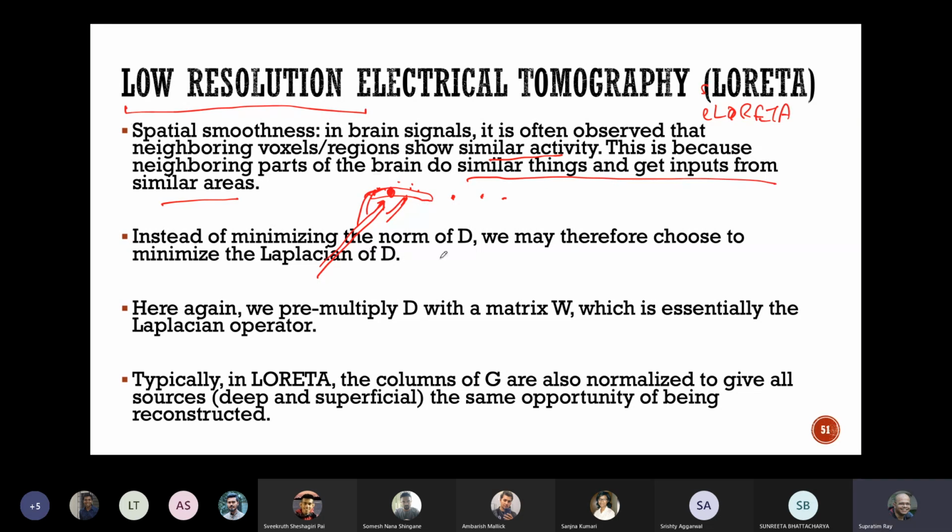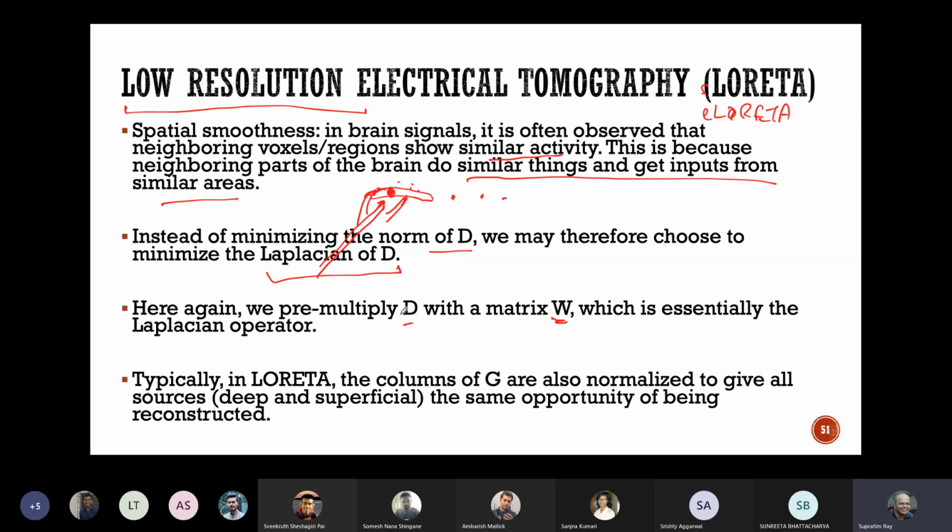So instead of minimizing the norm of D, I can actually choose to minimize the Laplacian of D. Because if it's very smooth, then the Laplacian is going to be small. Okay, so here I pre-multiply D with a matrix W, which is essentially a Laplacian operator. It's a matrix version of the Laplacian operator, and I try to minimize that. This is one example where I am choosing W in a particular way. Remember, I could choose W in a lot of different ways.